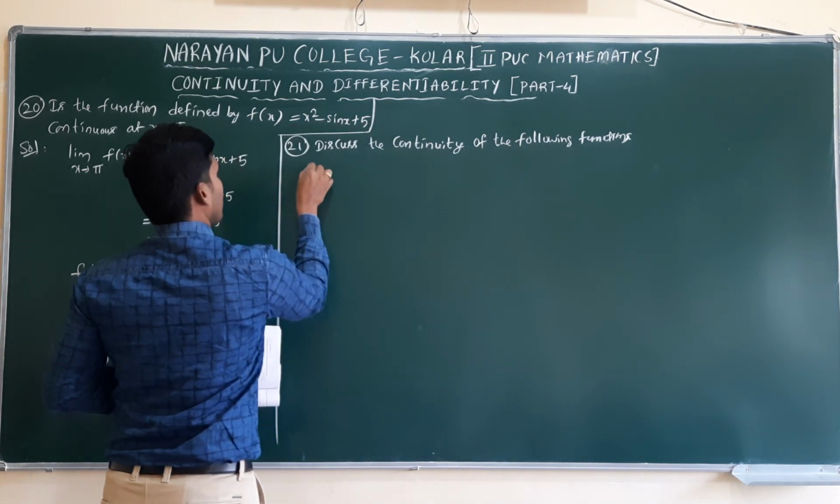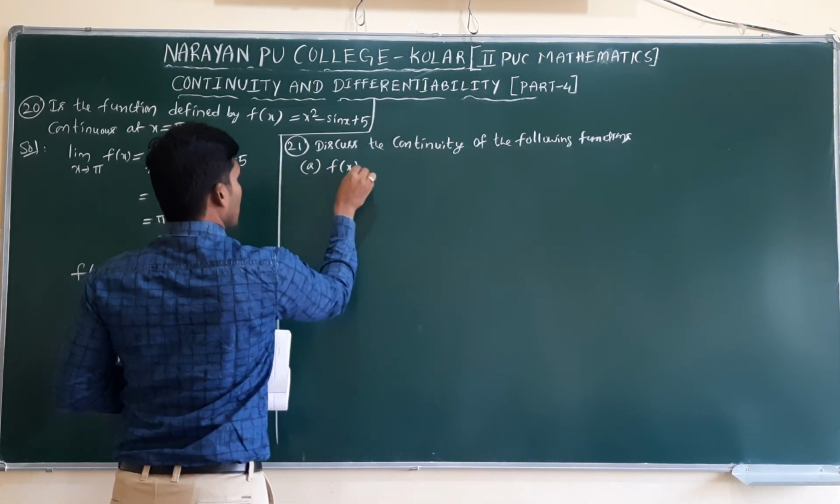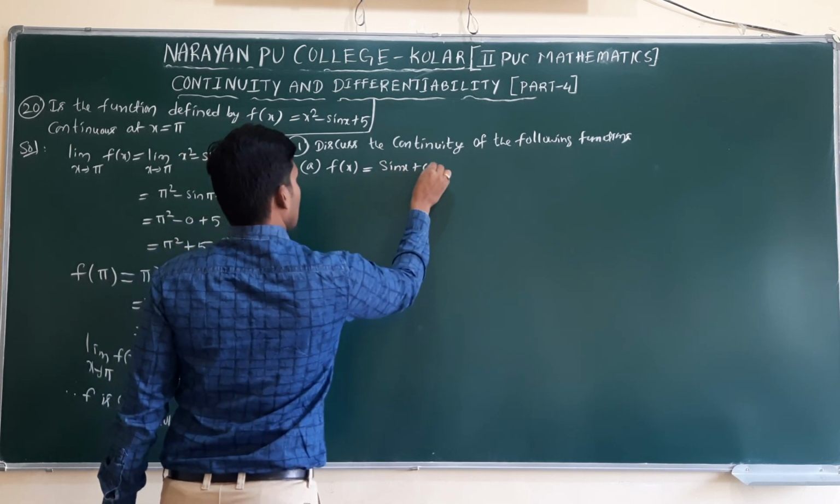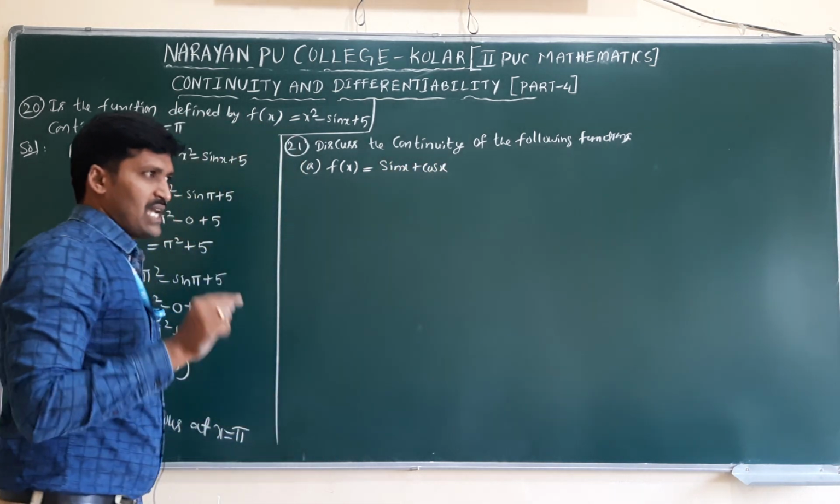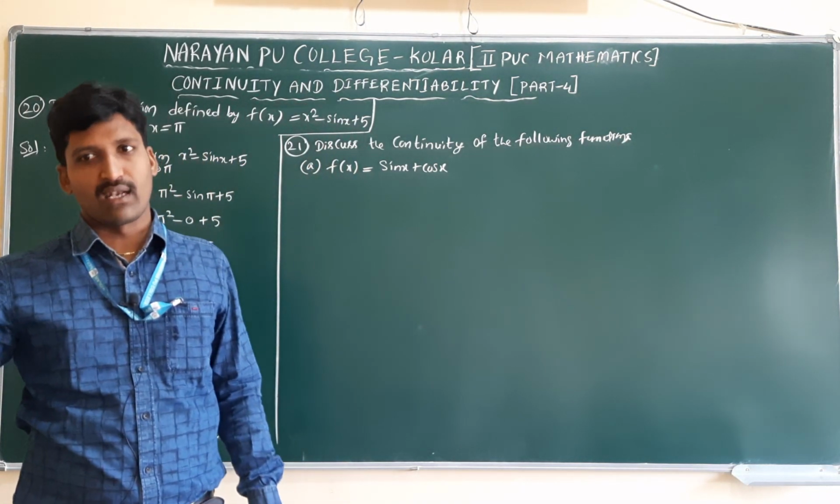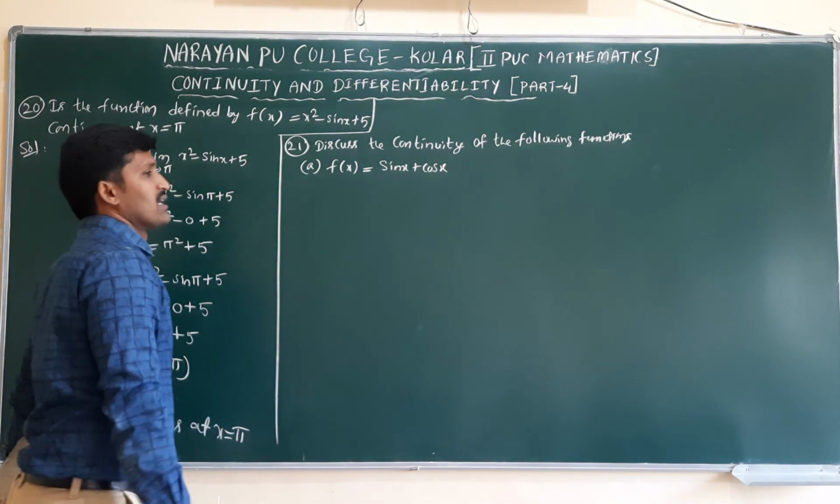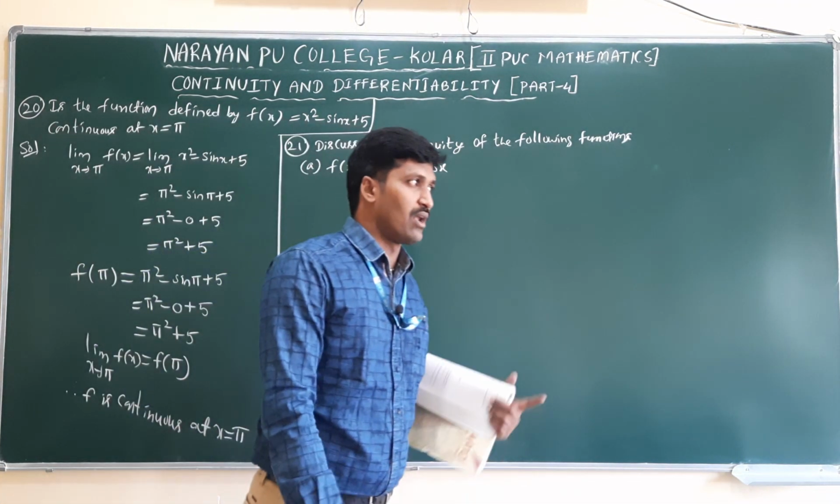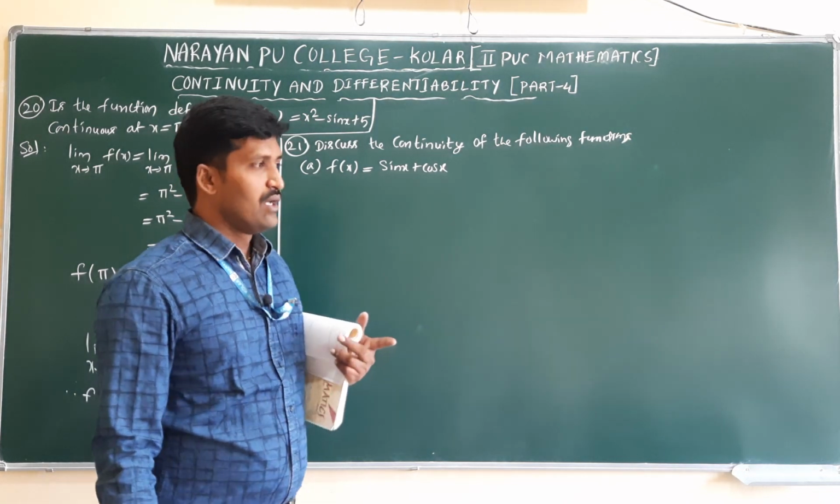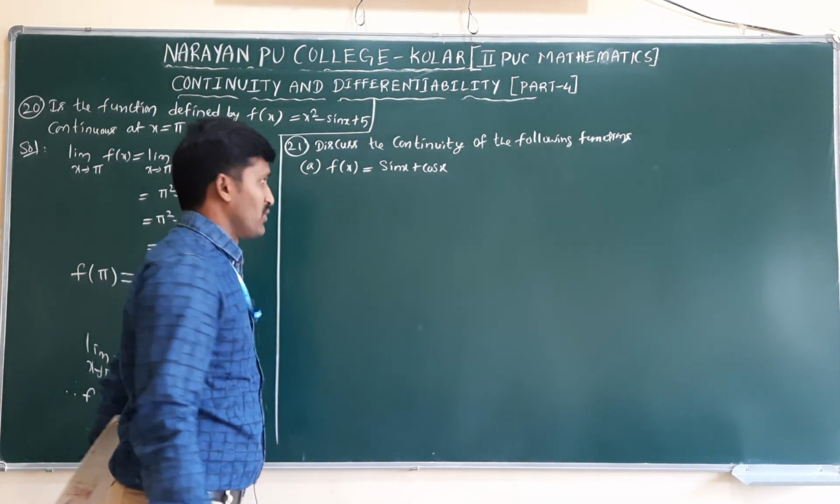In this, f of x equal to sin x plus cos x. Already we know sin and cos graphs both can be drawn continuously for all real numbers. That's why sin and cos both are continuous functions for all real numbers. When two functions are continuous in this domain, the sum of the functions is also continuous.